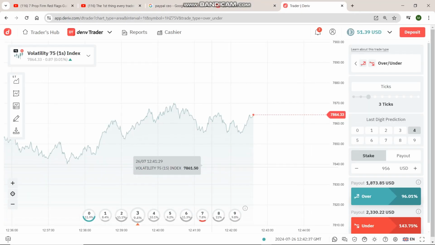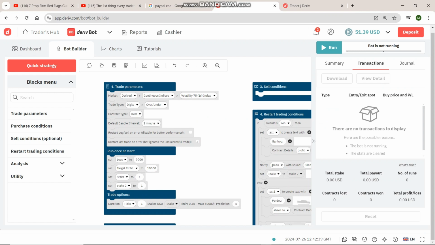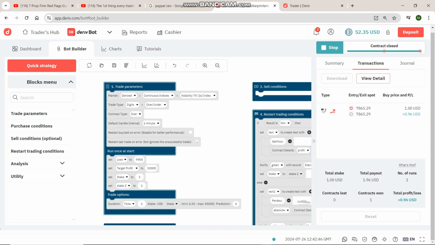Yeah, so here we are. This is our trading area, of course, our working space. And see, here is our bot already loaded. It's the Dollar Printer bot.